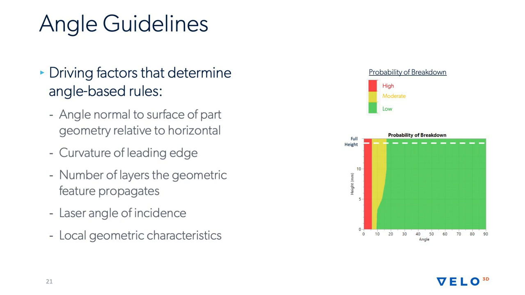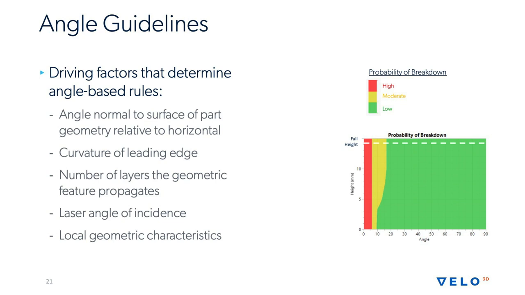The reason for this, or some of the factors that determine what that exact value might be, are things like obviously the angle itself, the curvature of the leading edge, and I'm going to give some simple geometric examples that explain that. The number of layers that you have to propagate this. In some cases, a certain feature you may be able to print for a certain number of layers, but if you try to propagate it much farther, then eventually the stresses accumulate to enough of a degree that it'll fail the part.